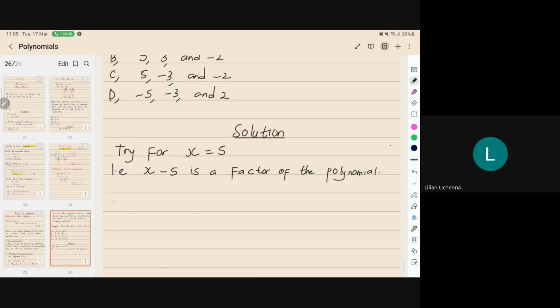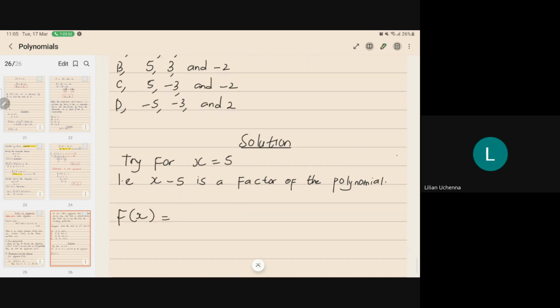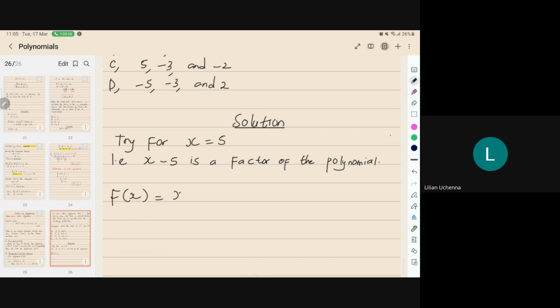So it means that f(5) will be equal to, let's plug in the value. Remember, you have the function. The function says x cubed minus 19x minus 30. So f(5), since we have a function there, will be equal to 5 to the power 3 minus 19 times 5 minus 30.